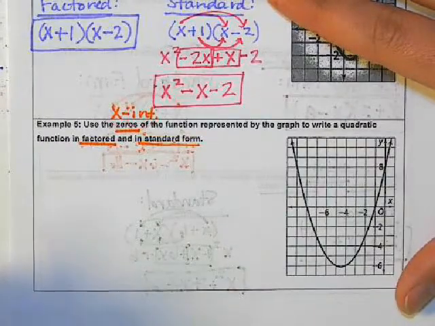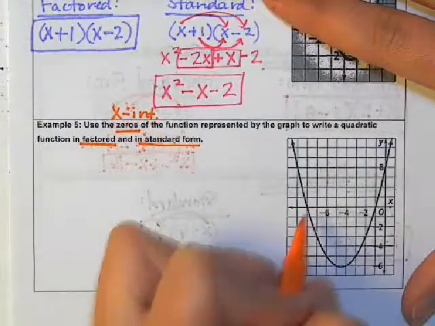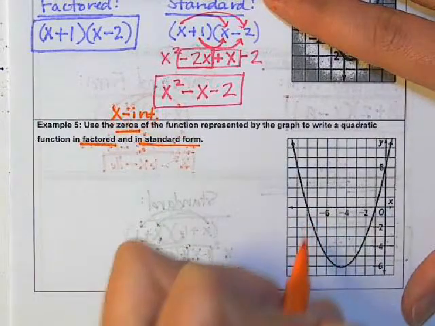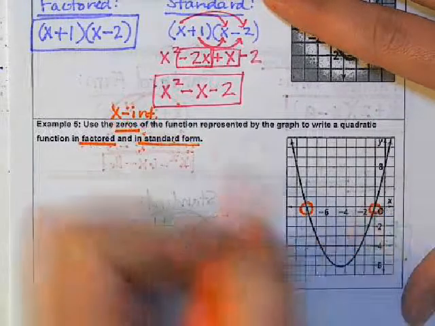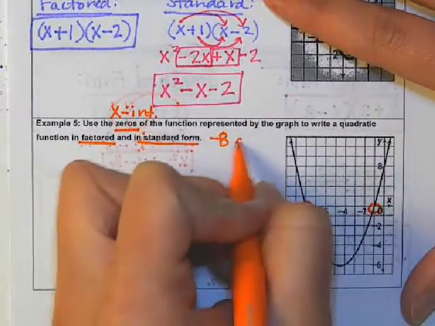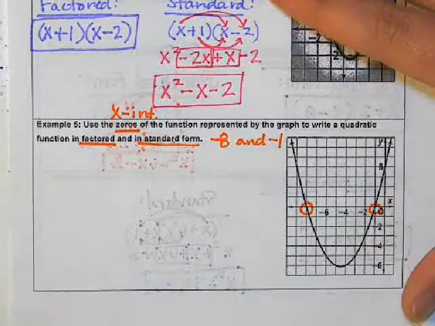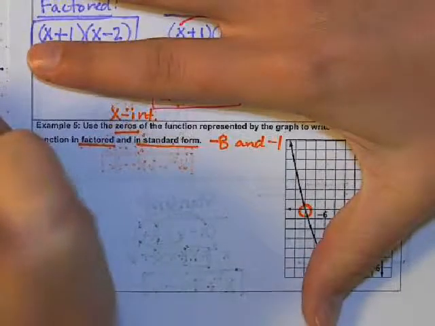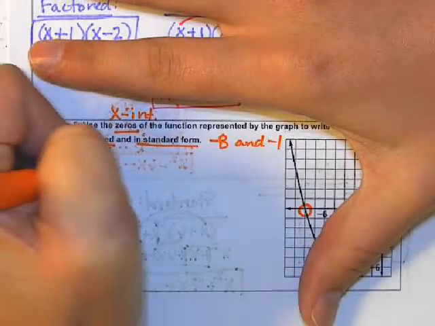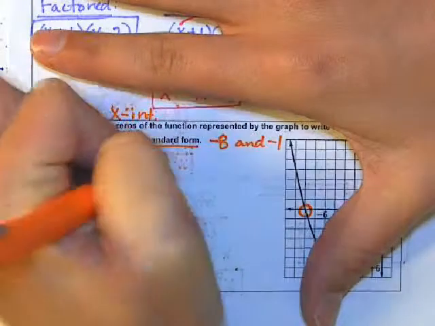I know the numbers. So first I need to know my x-intercepts, which are what? -8 and -1. Does it matter if I do -1 first and then -8? No. It doesn't matter which order you put the x-intercepts in. All right, so first we're going to do factored, and then we're going to do standard.